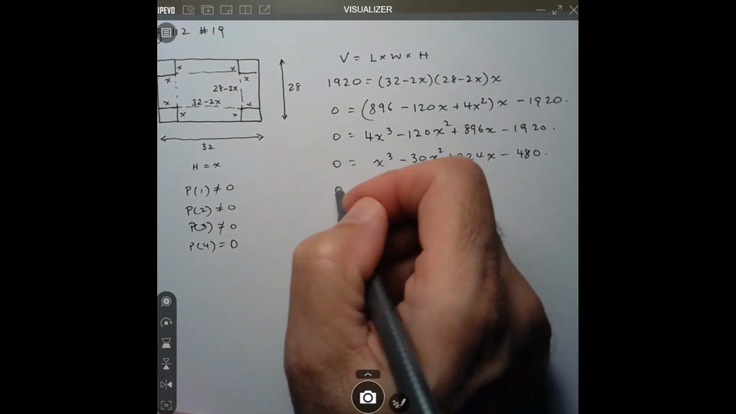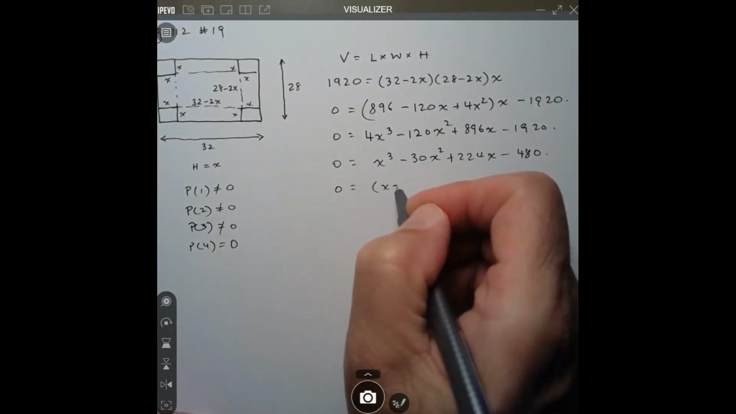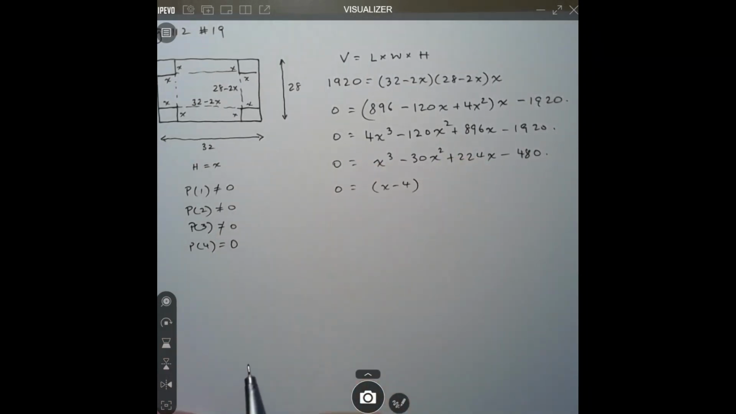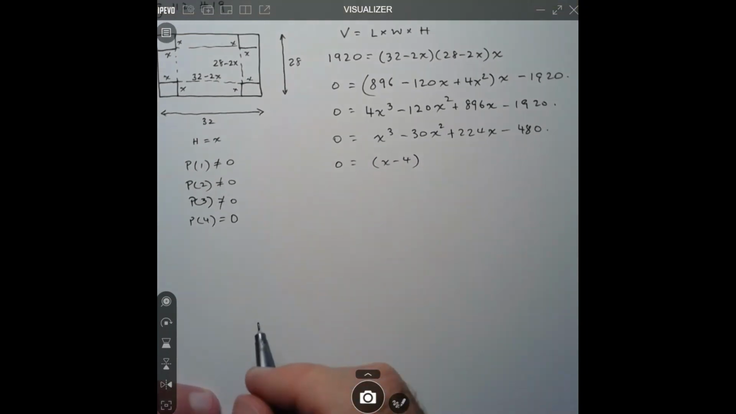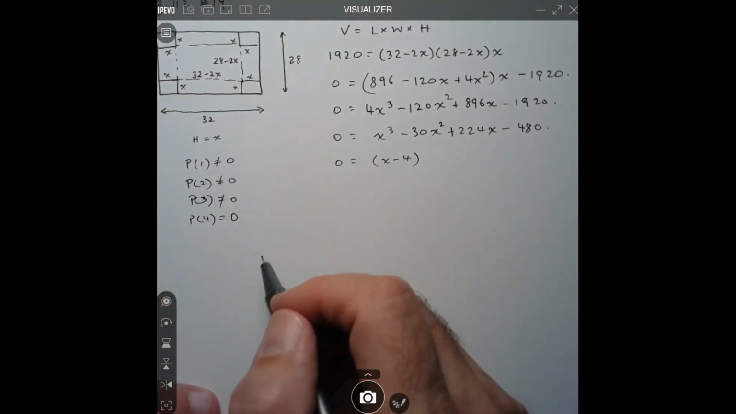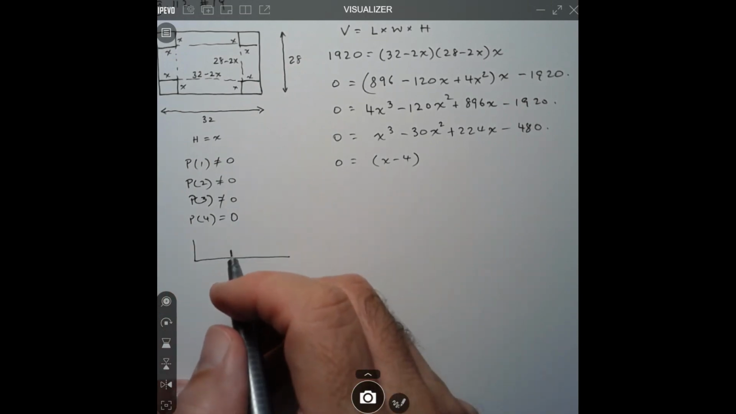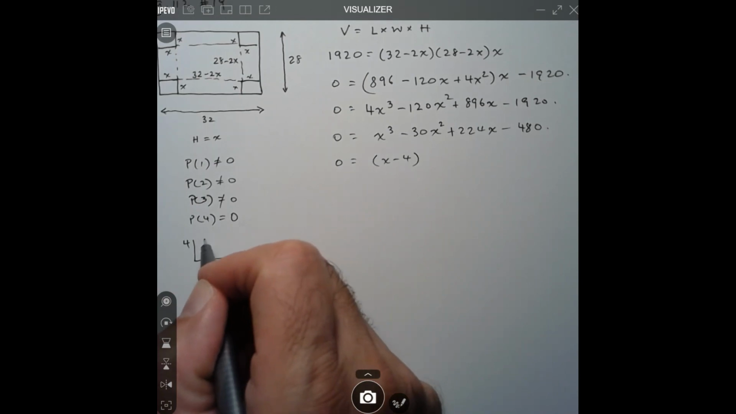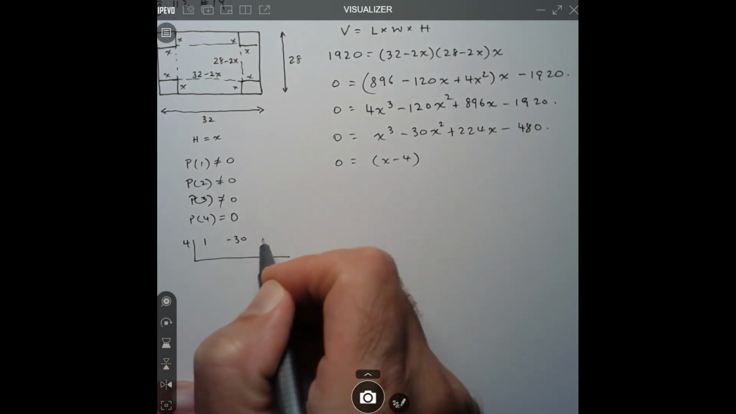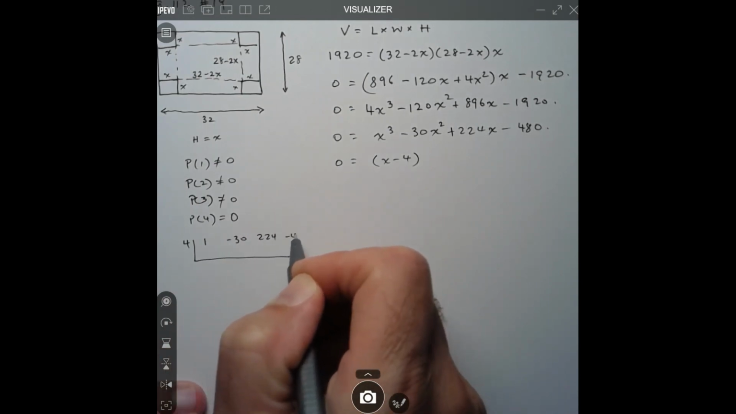So now I know, and notice how I write it out right away so I don't forget this: x minus 4 is one of my factors. Okay, and now let's do a synthetic division to calculate the quotient. So what do we got? 4. Here we have 1, negative 30, 224, and negative 480.